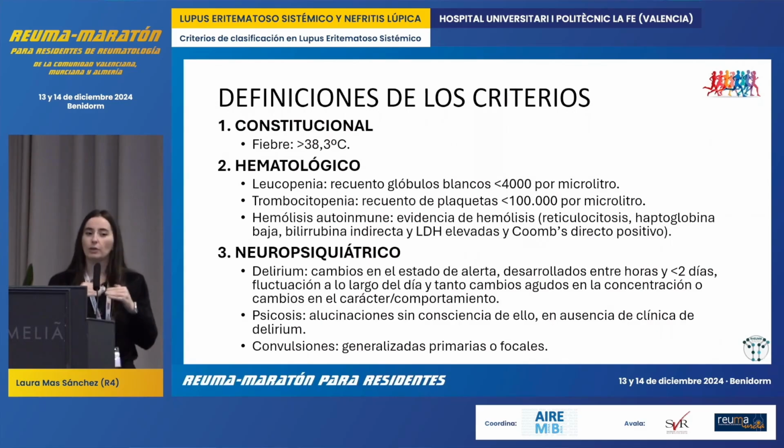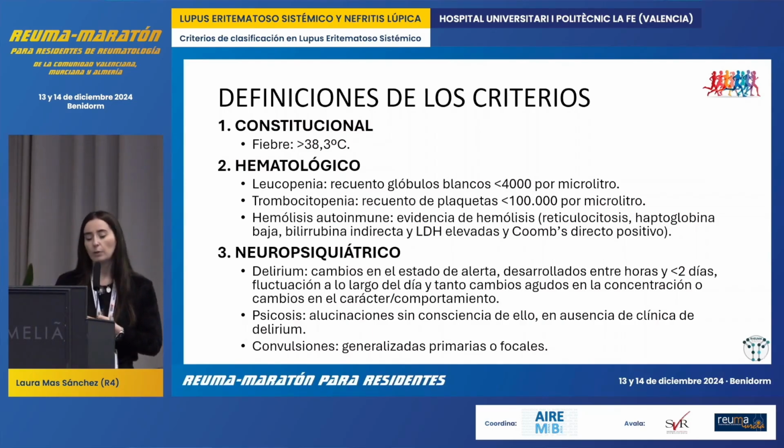So then, as a brief summary, I'm not going to read absolutely everything, but I will leave you with the 7 clinical domains and the 3 immunological domains. As the first domain, we have the constitutional domain, which includes fever, defined as higher than 38.3 degrees. Regarding the hematological domain, it includes leukopenia with a count below 4,000, thrombocytopenia with a count below 100,000, and autoimmune hemolysis, along with all the indicators that point to this type of condition.